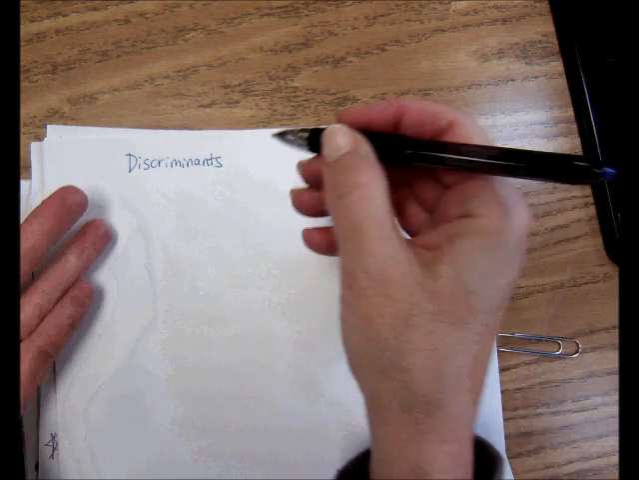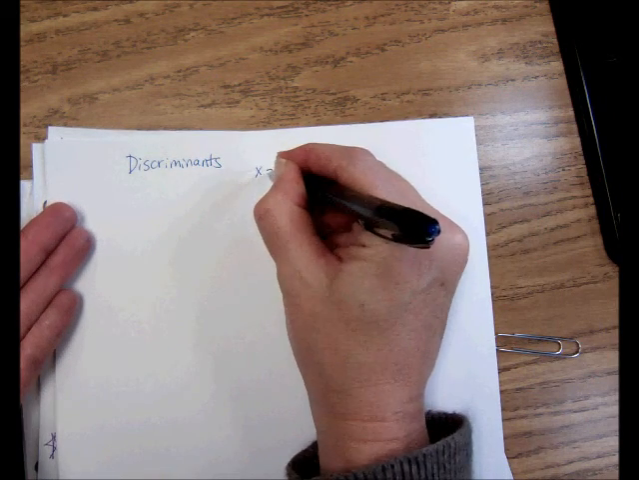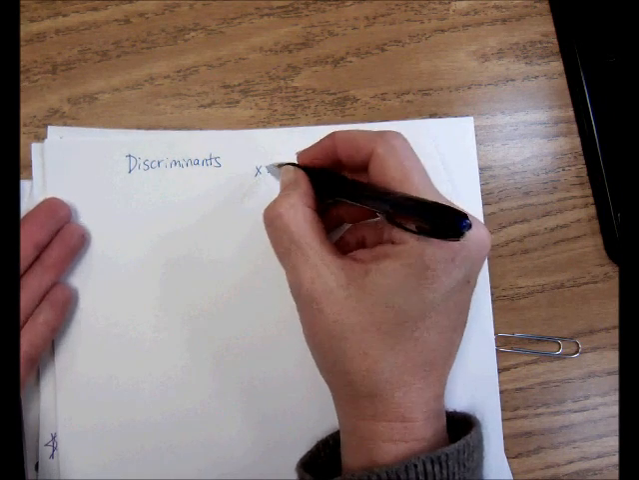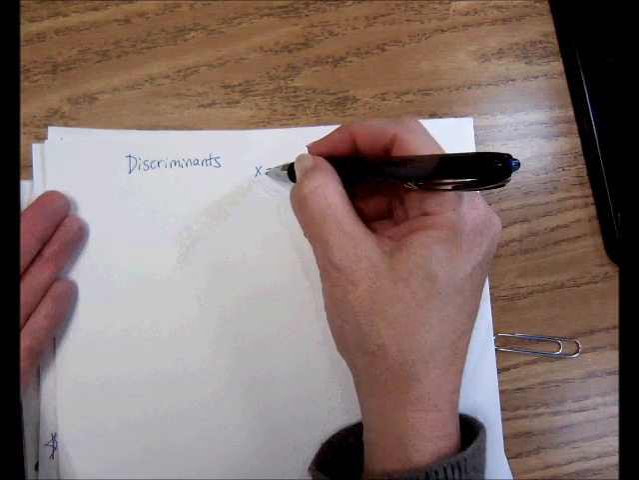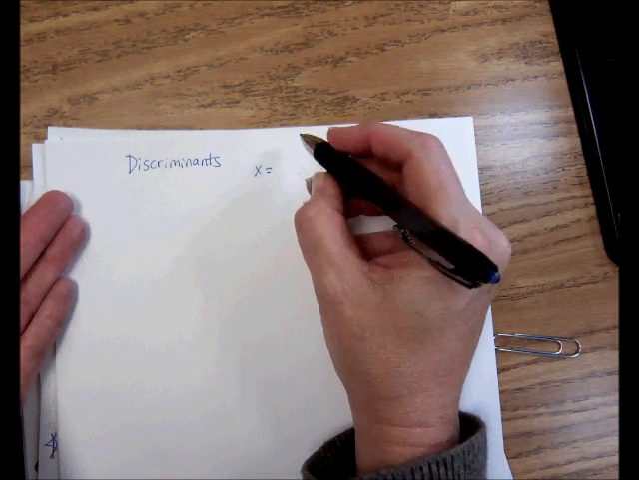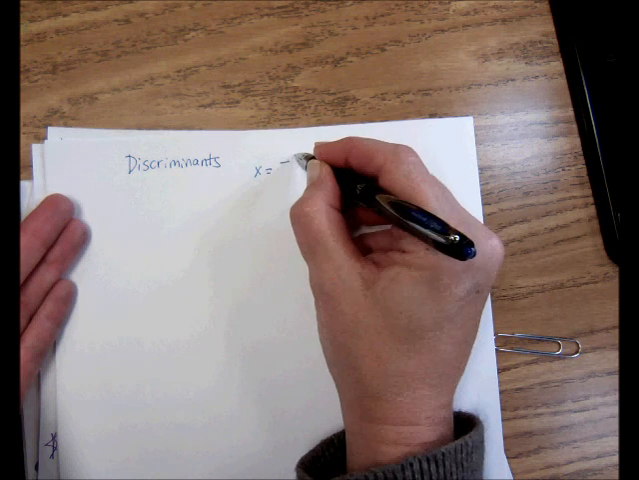Hi, I thought I'd tape a video today on discriminants. Now, before we get started, discriminants are part of the quadratic formula, or the quadratic equation, and that looks like this. When I'm trying to find a root, a zero, or where my graph is going to cross the x-axis, I have this formula that I can use.